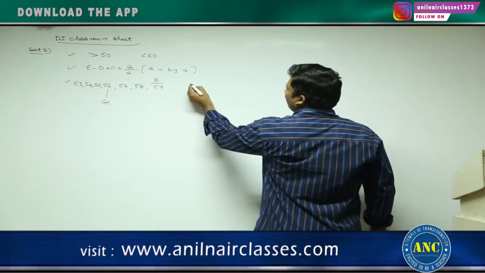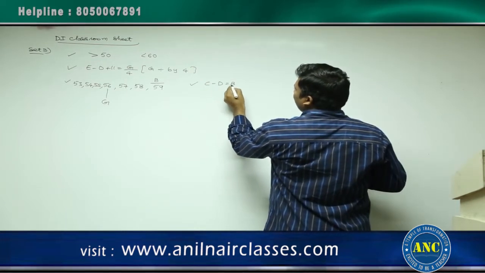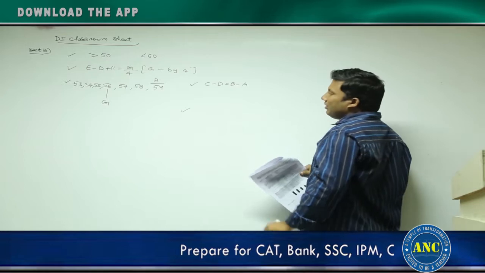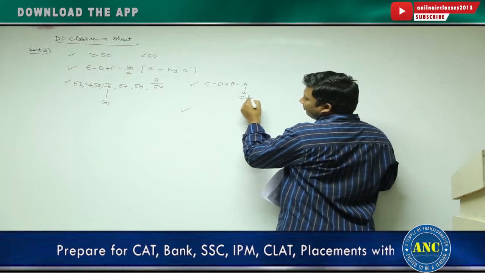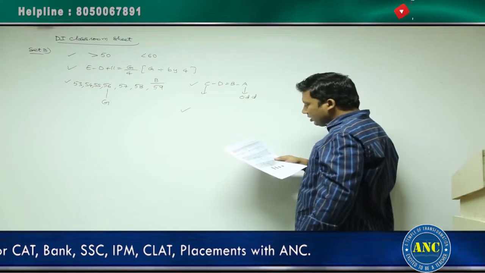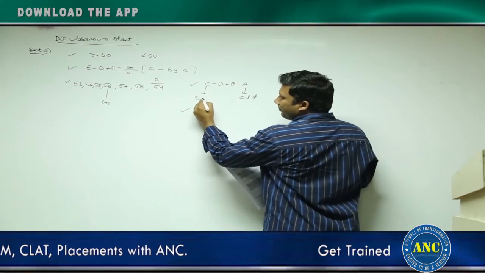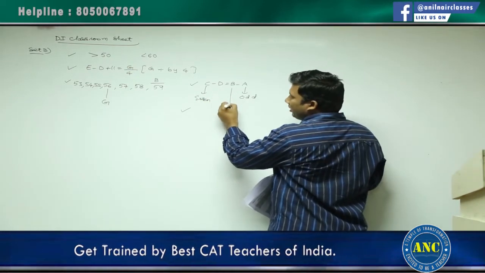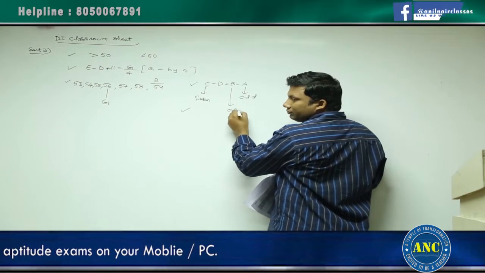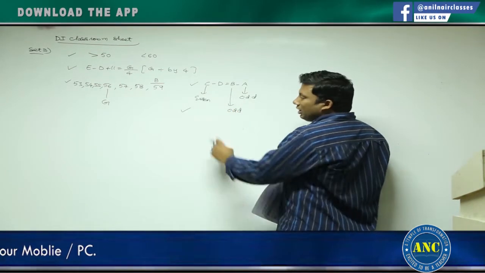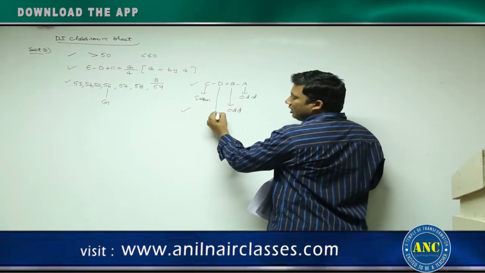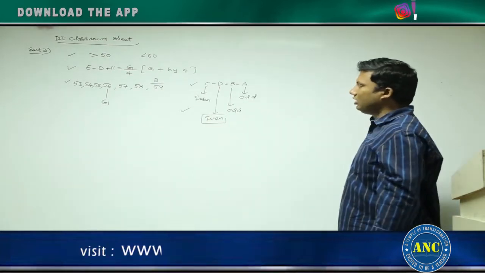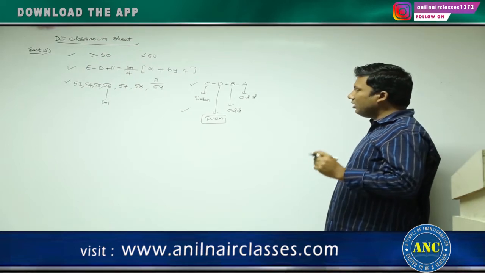Third point: C minus D is equivalent to B minus A. Fourth point: A is an odd number, C is an even number. B is 59, a prime number, so it is an odd number. Odd minus odd is even. Even minus something should be even, that means D should be even. So from the fourth condition, C should be even, D should be even, A should be odd.